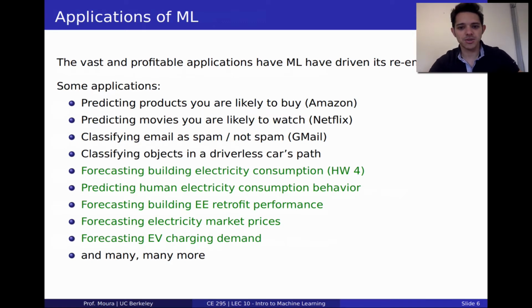Forecasting building electricity consumption. So this is going to be what you will work on in homework 4. You're going to build algorithms to forecast residential building electricity consumption. You may wish to predict human electricity consumption behavior. For example, if the utility or the system operator sends a demand response request to a consumer, we would like to understand the factors in which they would respond positively or negatively to that request.